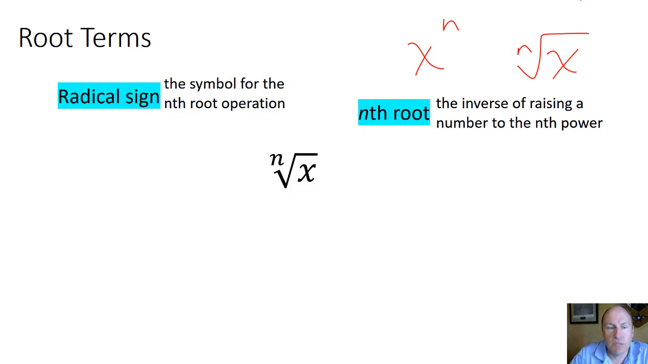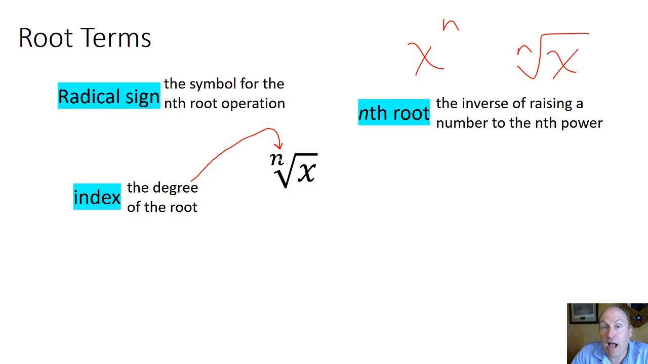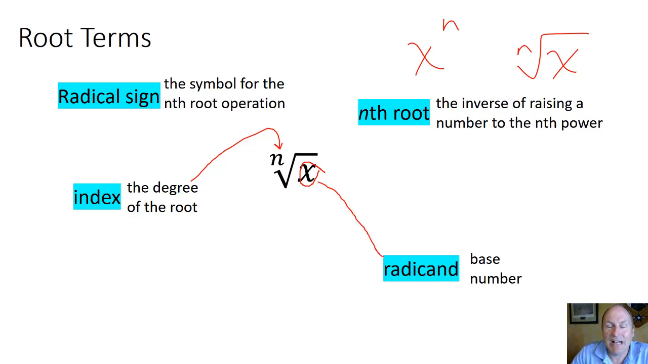Some other terminology here: the radical sign itself is the symbol of this nth root operation. The actual degree of the root here is called the index. Whatever number appears there, that is the root. If it is not there, then we assume it is the second or square root, which is the most common one. The radicand is the base number that's being evaluated here.